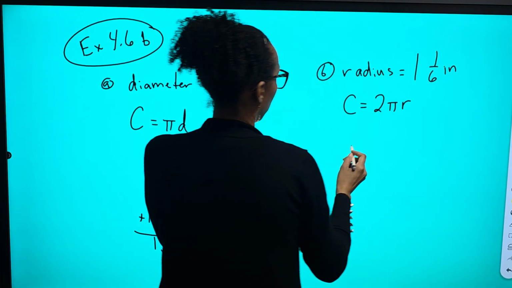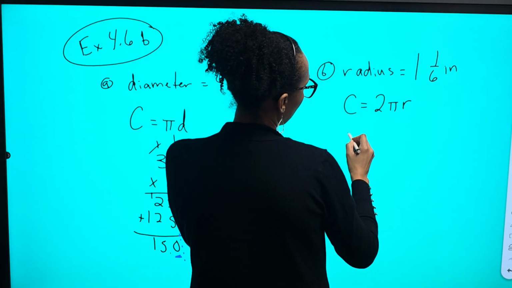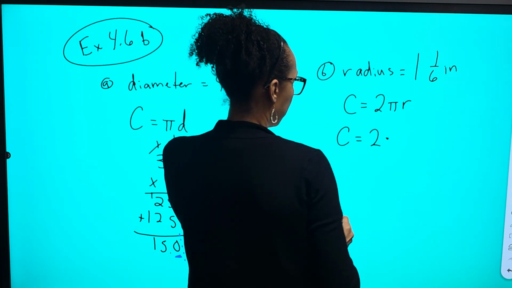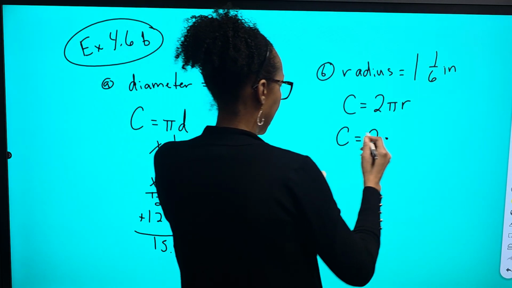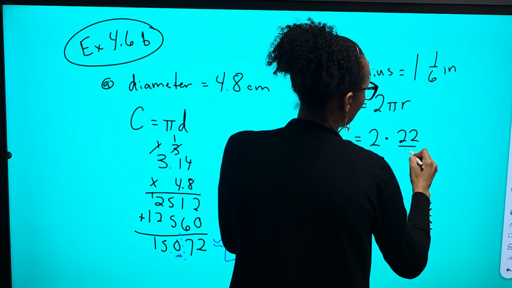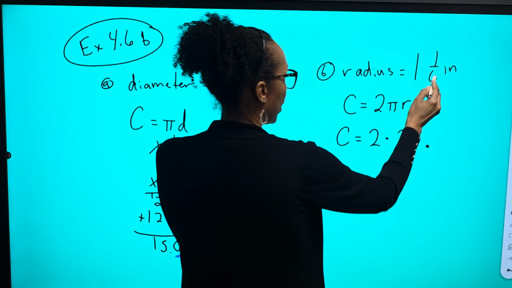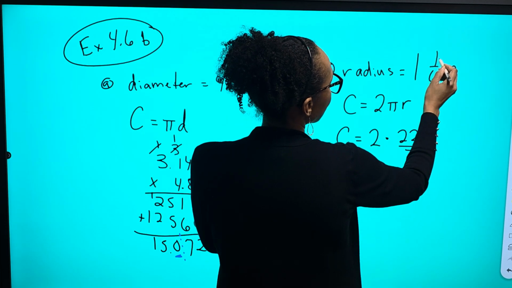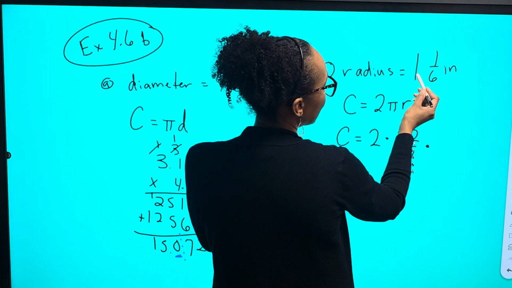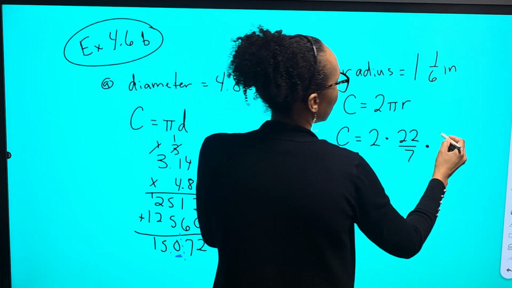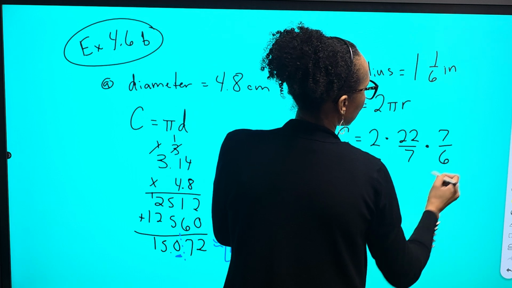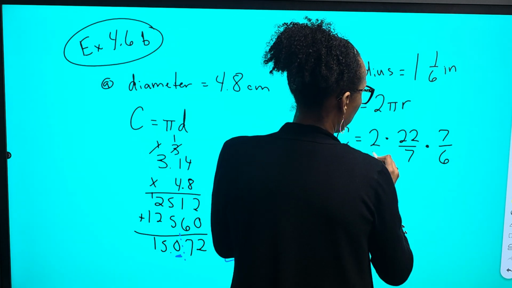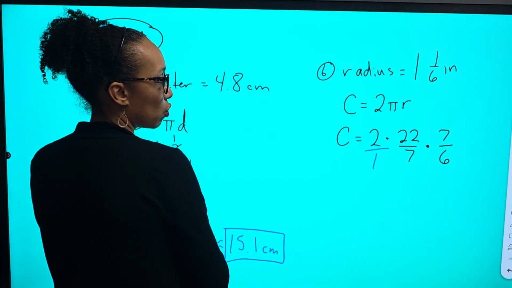All right, so we're going to say that we're taking 2 times the value for pi, 22/7, times our value for the radius, which is 1 1/6. But we're going to go ahead and make this improper. So 6 times 1 is 6, plus 1 is 7. So this is going to be 7/6. All right? So with this in fraction form here, I can go ahead and put that first 2/1.